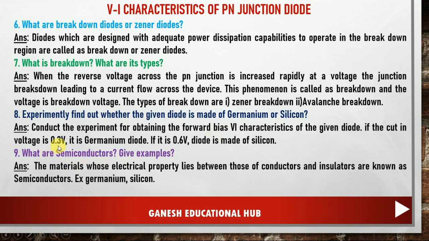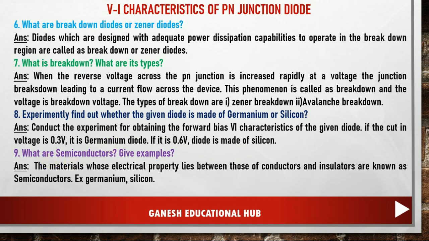If the cut-in voltage is 0.3 volts, this is the most important. If the cut-in voltage is 0.3 volts, it is called germanium diode. If it is 0.6 volts, that means cut-in voltage is 0.6 volts, the diode is made of silicon. The simple difference is the cut-in voltage 0.3 volts is germanium. If cut-in voltage is 0.6 volts, that is called silicon diode. In this way, we identify whether the given diode is germanium or silicon based on cut-in voltage.